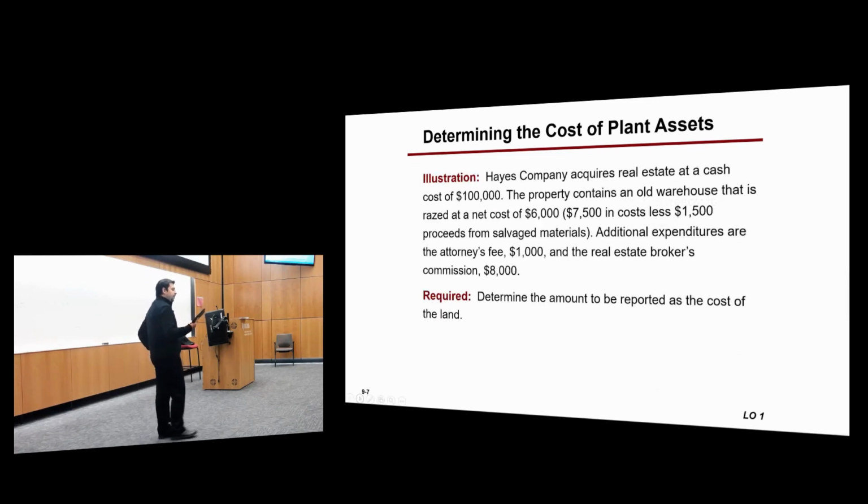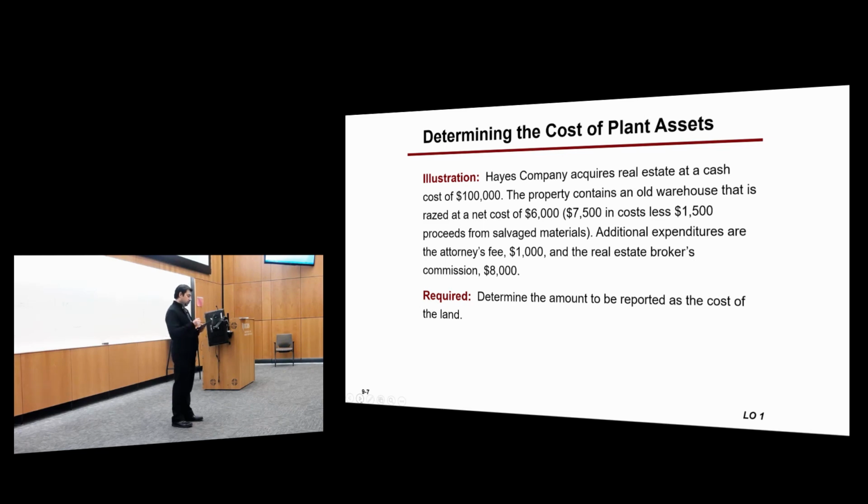So a Hayes company acquired real estate at a cash cost of $100,000. The property contains an old warehouse that is razed at a net cost of $6,000. That's $7,500 in cost, less $1,500 proceeds from salvage material. Additional expenditures are attorney's fees and the real estate broker's commission, $8,000.